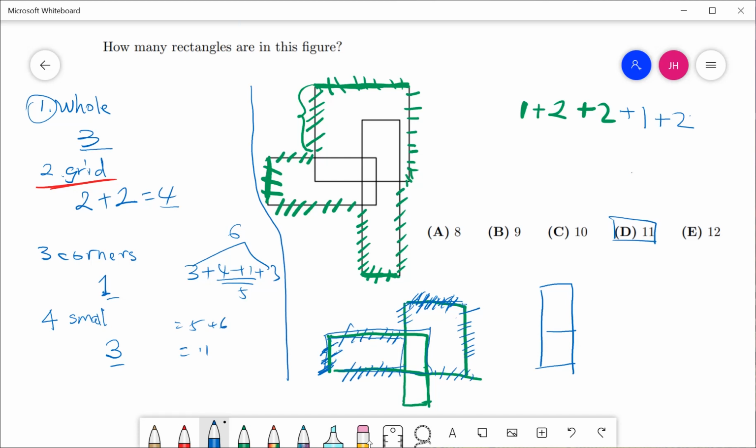How many rectangles do we have in this easy shape? 3, right? So it's 3. Now do we still get 11 with this counting technique? Let's see. We have 5 here. We have 6 here. Beautiful. 5 plus 6 is 11. So we double confirmed that D is our answer.